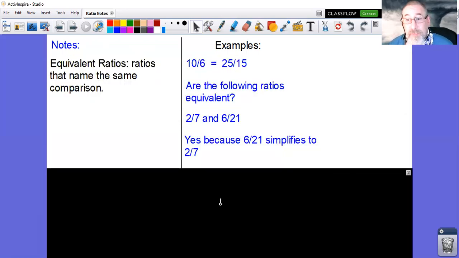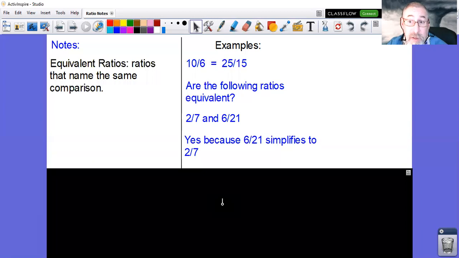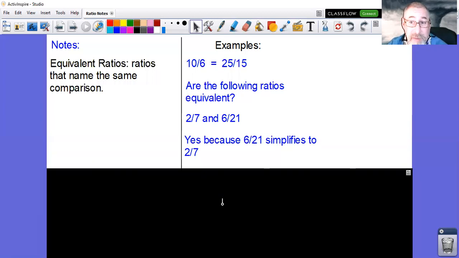when we have different ratios and they have the same value or the same comparison, we call those equivalent ratios. Ratios that name the same comparison. They don't necessarily mean that they're completely equal, but they are equivalent. For example, 10 over 6 is equivalent to 25 over 15.